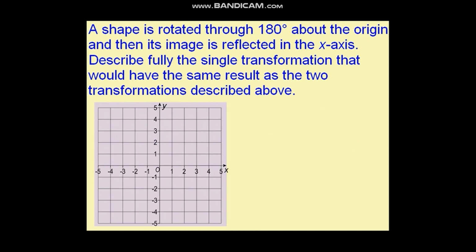Here's another one for you to try. You'll see that you've got a grid here to help you, but you will need to be a bit creative to get the answer to this question. Press pause and have a go. When you're ready, press play.